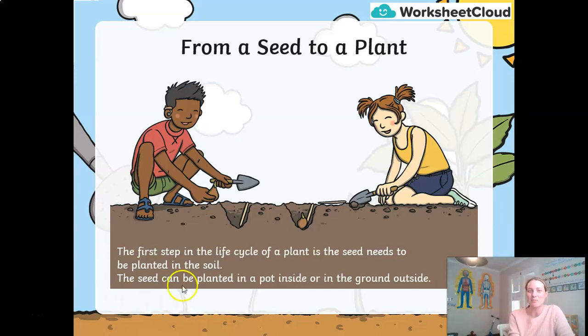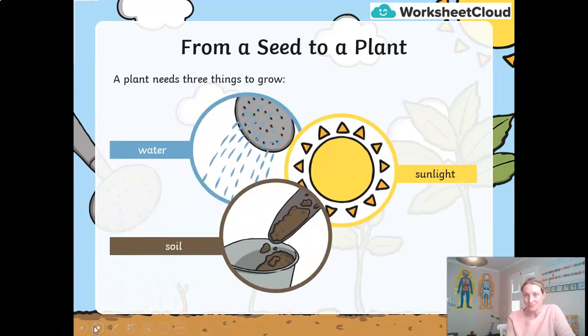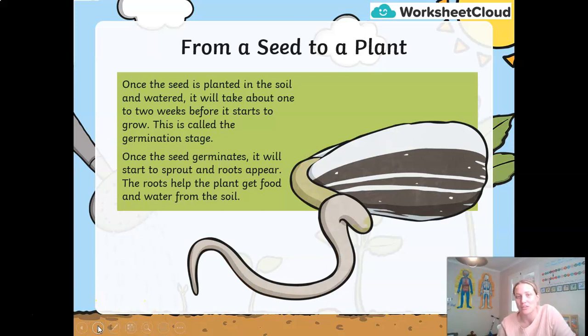So the first step is the seed, planting it in the soil. Remember, it must have water, sunlight, and soil in order to germinate. The water it needs, the sunlight for the warmth, and the soil for the nutrients. So those three things will allow a plant to germinate. Once it's planted and watered, it could take up to about two weeks before it starts to grow.